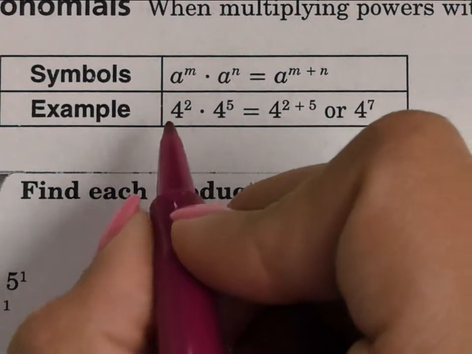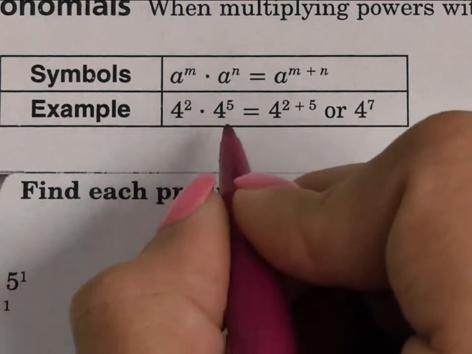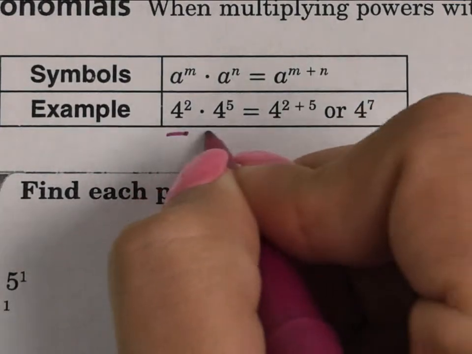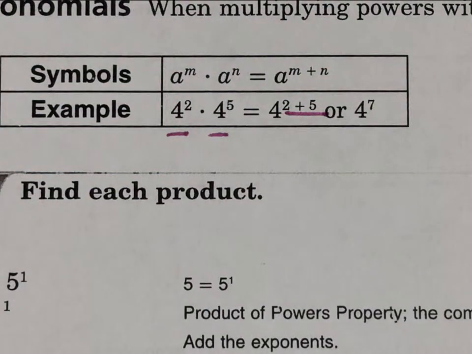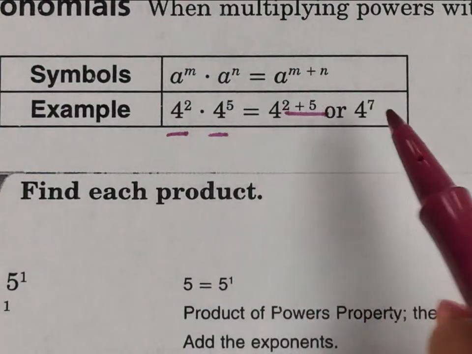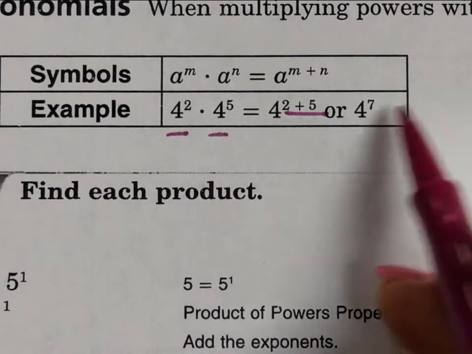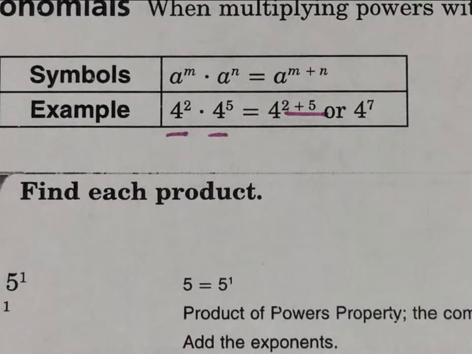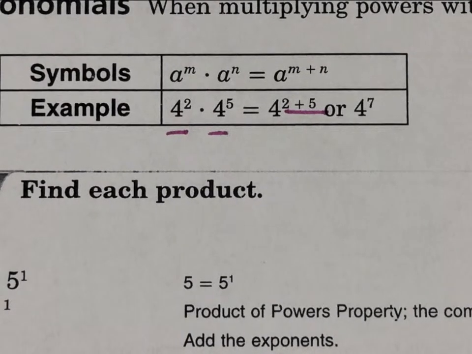Okay, so if you plug numbers in there, 4 squared times 4 to the 5th, I have the same base of 4. So that means I can add those exponents. So I have 4 to the 2 plus 5, which gives me 4 to the 7. Which then I could go further and actually calculate if I needed to. Okay. Let's look at another example on A.